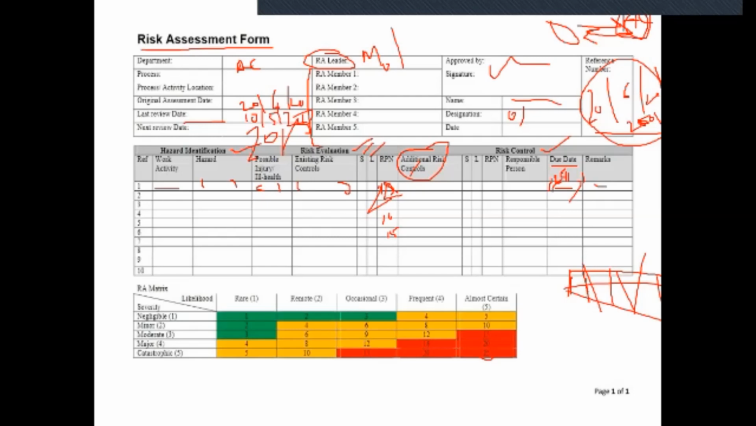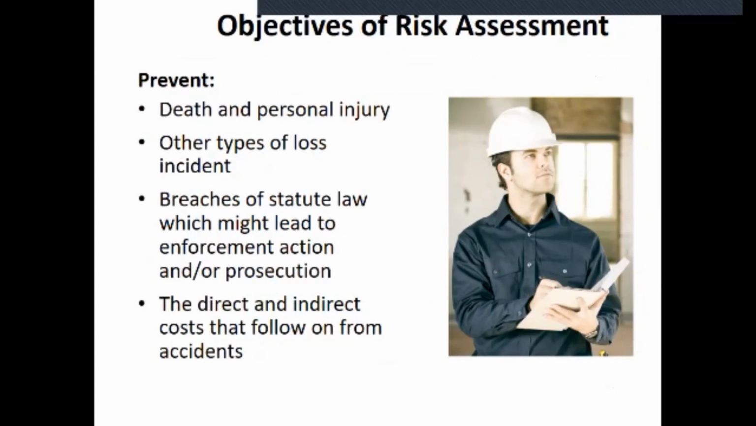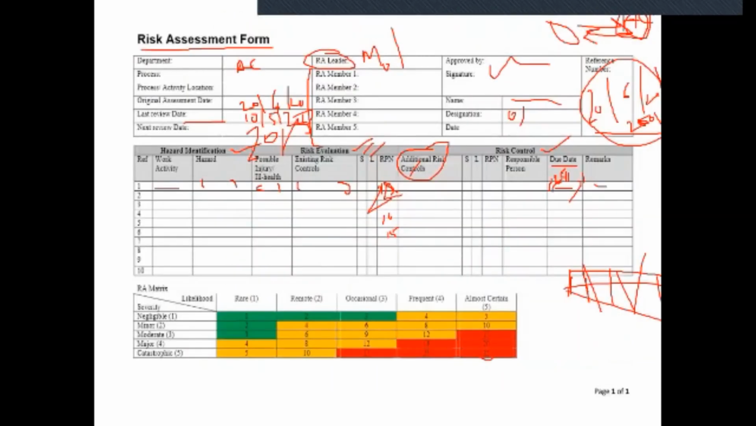This is the risk assessment form. In this risk assessment form, the RA is there. RA is nothing but risk assessment, the risk assessment matrix. It is a matrix shape, that's why it is matrix-wise. This is known as the risk assessment matrix. I will explain how they do the risk assessment matrix.